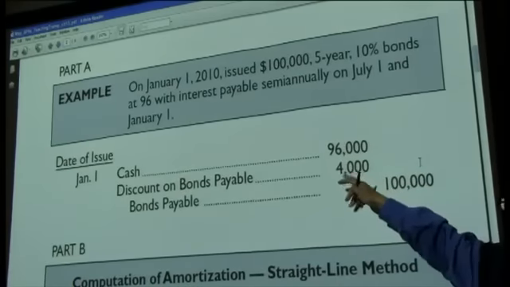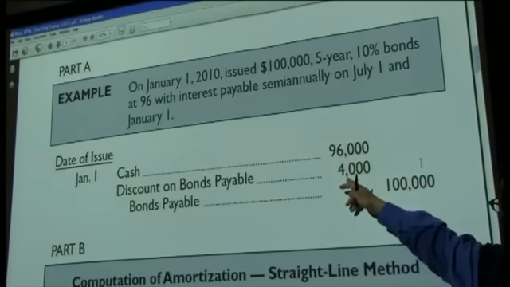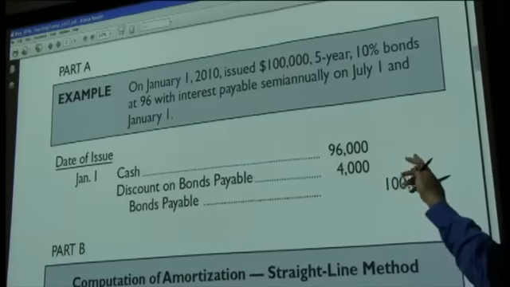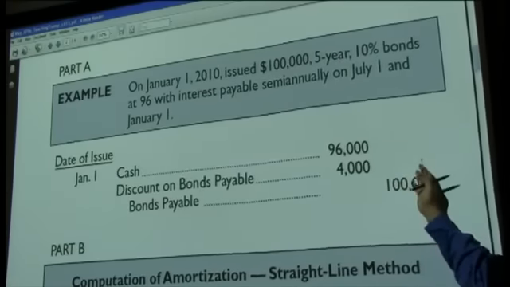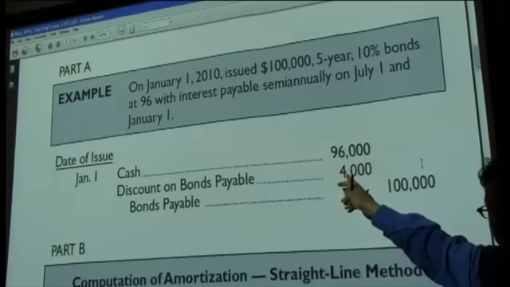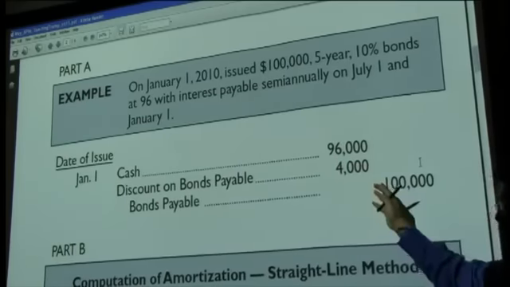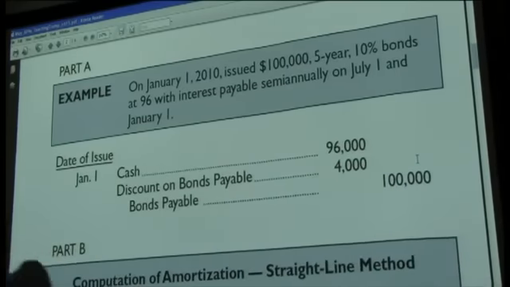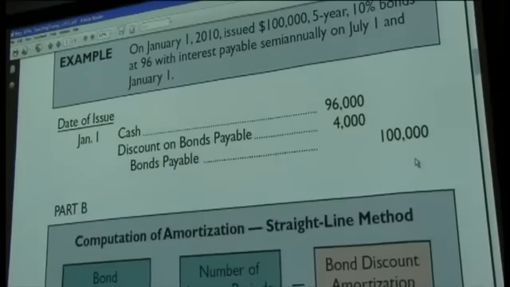All right, so sure enough, cash came in 96 only, and bonds payable. The discount. Remember, discount account is a debit side, and then when you amortize, you are doing credit, all the way to zero. So this number become 100,000.